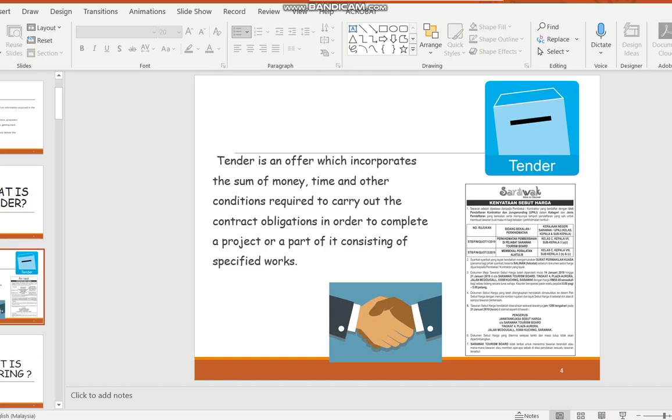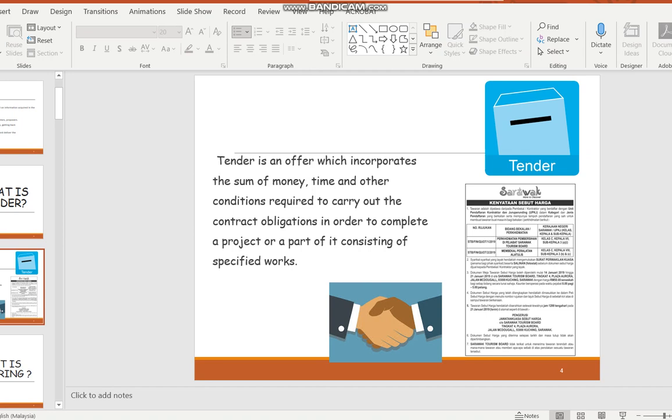Okay, then what is actually a tender? It's an offer that tells you that you're going to do the job for this kind of money over this period of time, and I agree to the terms and conditions that are stated in the documentation that is provided.